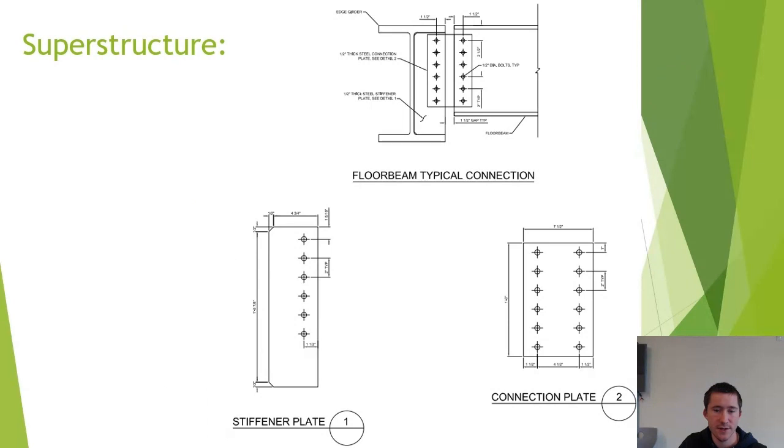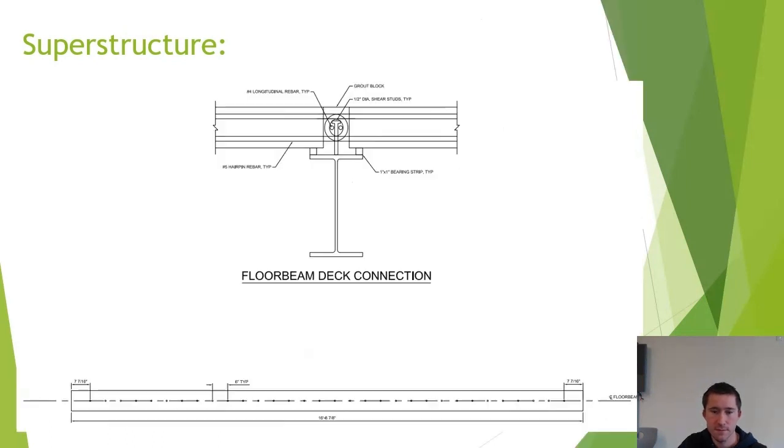Here's the detail for the edge girder to floor beam connection, showing the bolt hole spacing, though we already talked about the bolt design previously. This is the floor beam to deck connection, utilizing bearing strips, hairpin rebar, longitudinal rebar, and shear studs. It does look like a tight fit, but seems to all fit and allow space for grouting. The floor beam strength is sufficient, and I would not like to increase the size to give more space if it isn't necessary. And the bottom picture shows the stud layout in the plan set.